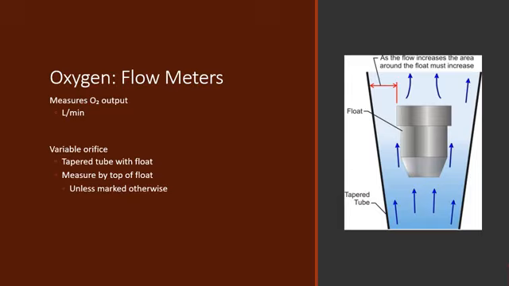Now, in terms of the flow meters, oxygen is a gas, and so all the offices will have some sort of flow meter that will give you a visual representation of the output of the oxygen flow, usually in liters per minute. Most devices have flow meters that look like this, where a float sits inside a tapered tube and floats up and down depending on the speed and volume at which the air is floating up through that tube. Most of the time, you measure the flow based on the top of the float unless it's marked otherwise.